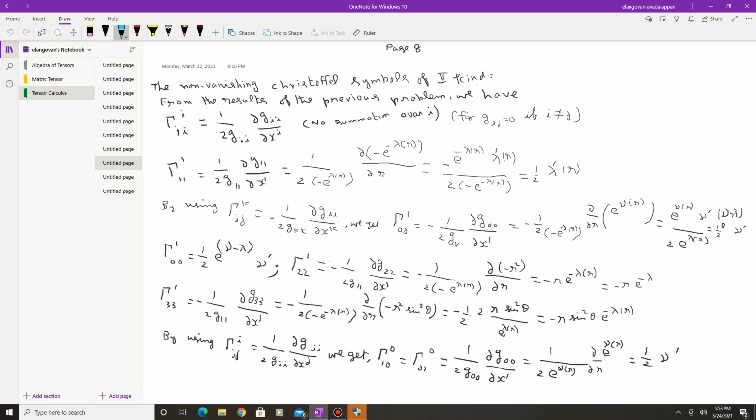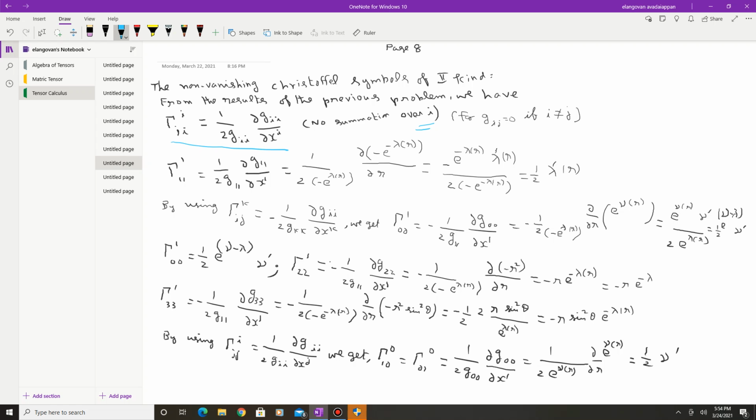So far we have calculated the Christoffel symbols of the first kind. Now let us evaluate the Christoffel symbols of the second kind. For the second kind, we have already shown the different cases when i, j, k are equal. This is the expression. Here there is no summation over the index. That is important.